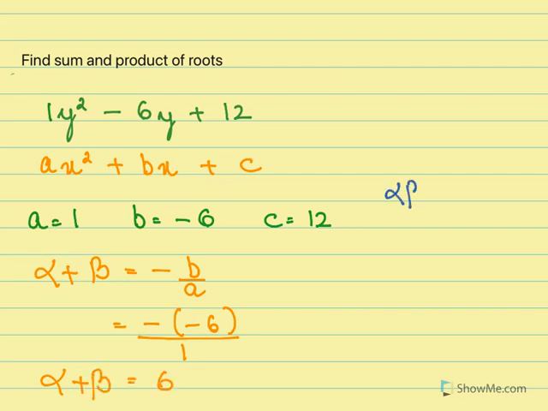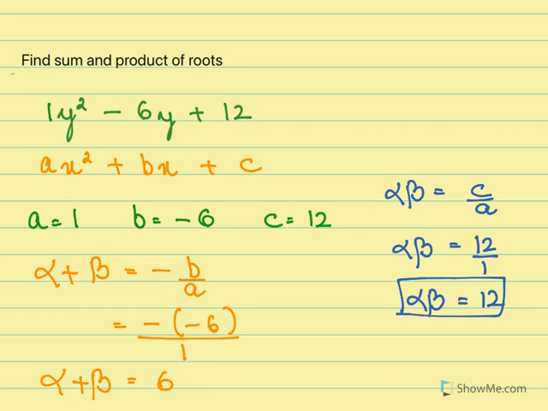Product of roots alpha beta is c by a. So alpha beta is c is 12, a is 1. So here we have 12 over 1. So alpha beta equals 12. So this is product of roots. And here we have the sum of roots.